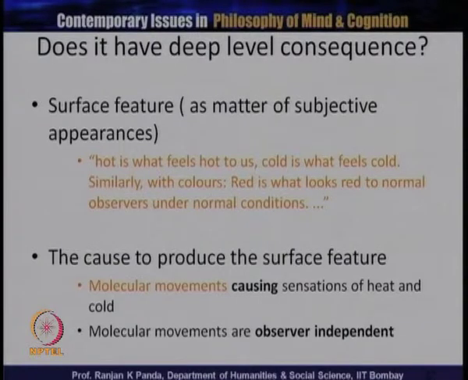Now, we said that there are surface features where we talk about subjective experiences. Hot is what feels hot to us, cold is what feels cold. Similarly, with colors, red is what looks red to normal observers under normal conditions. The cause that produces these surface features is nothing but the molecular movements causing the sensation of heat and cold. The molecular movements are observer independent.